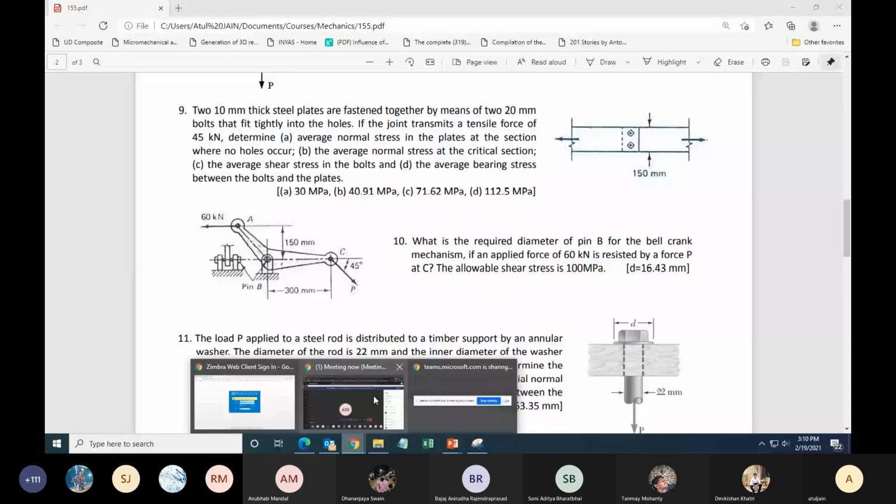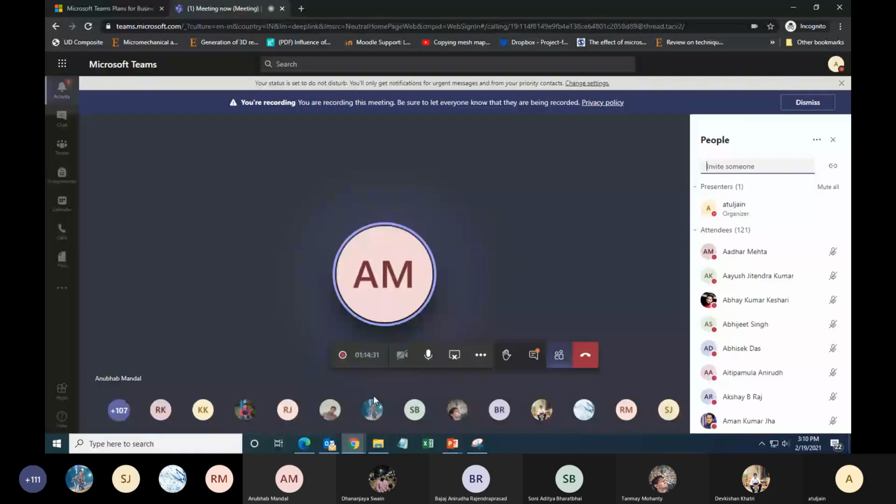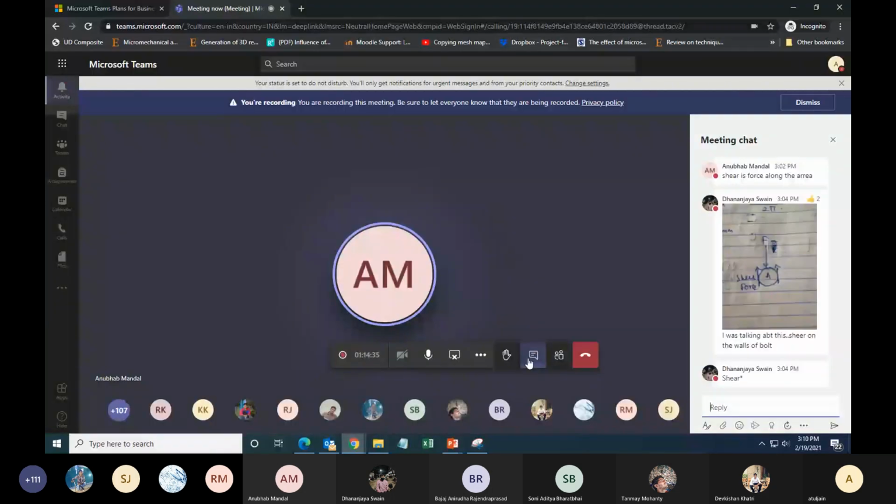Sir, in any component in which we are measuring the shear, if we are measuring the stress, we are saying that the critical section is that part where the stress is maximum. Yes, because that is where it's likely to fail.